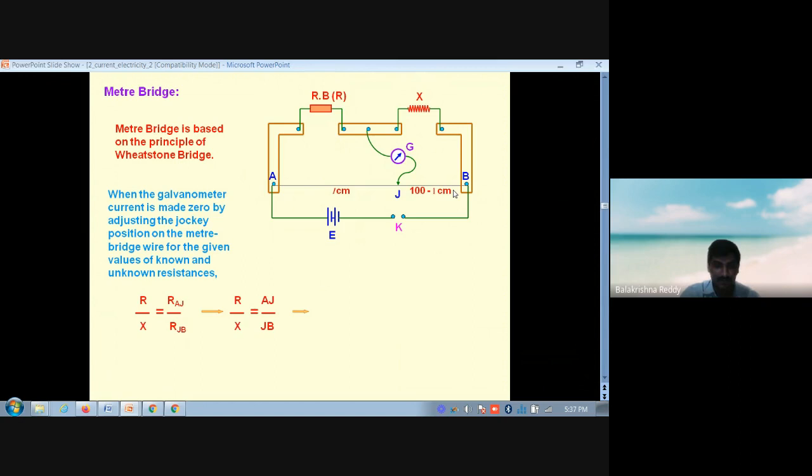A to J, J to B is a length, but we can write it as R by X as the usual direct resistance, whereas AJ is L, and JB is taken as 100 minus L, from the diagram. Therefore, the unknown resistance is X, which we have taken. So with respect to the unknown resistance X, we can write X equal to R into (100 minus L) by L. So this is the way we can find the unknown resistance by using the meter bridge.